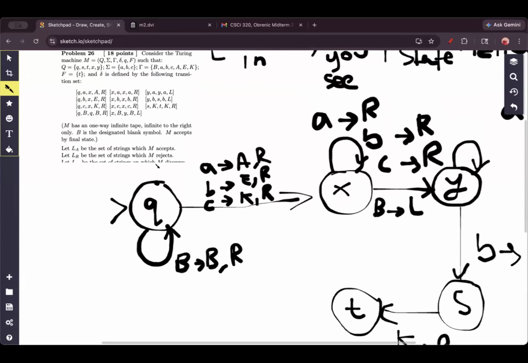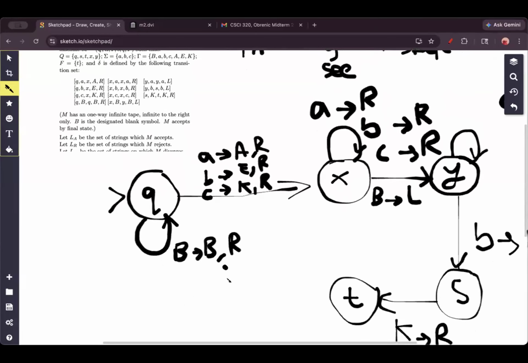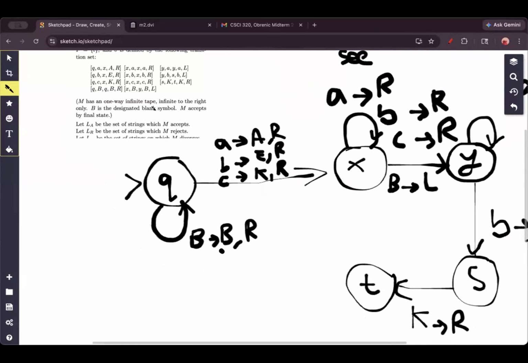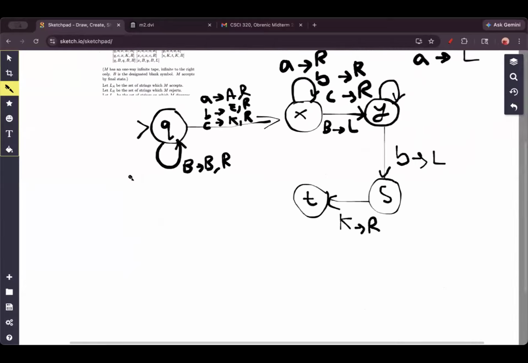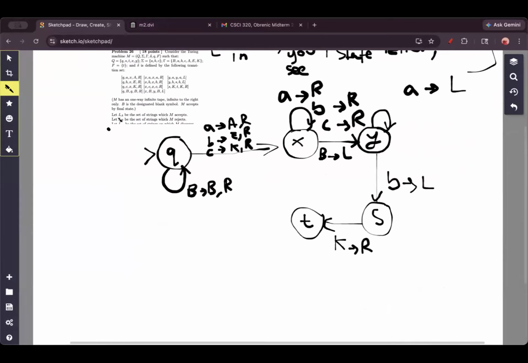That's going to be, in state Q or wherever we see a blank, we continuously go on to the right side. This is a one-way infinite tape to the right, so it can only go in the right direction. It cannot go on the left. It's not going to be in 320, but there are tapes that are two-way infinite. Anyways, let's do LA first.